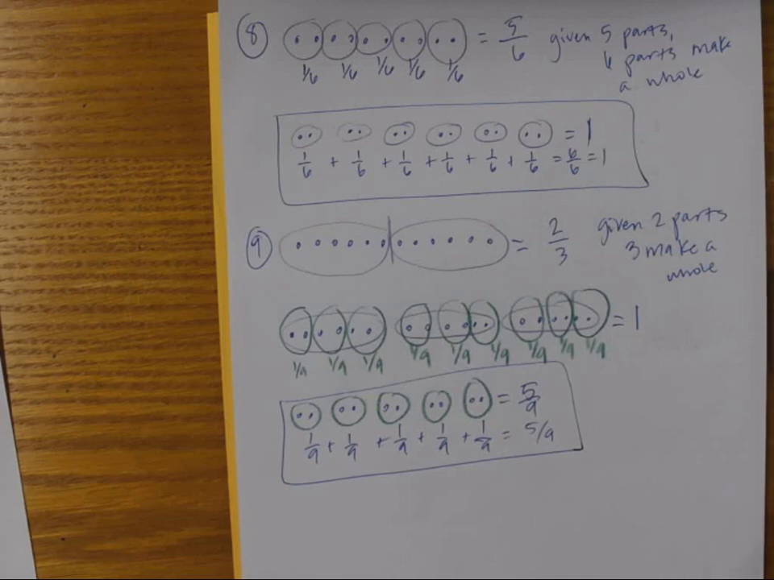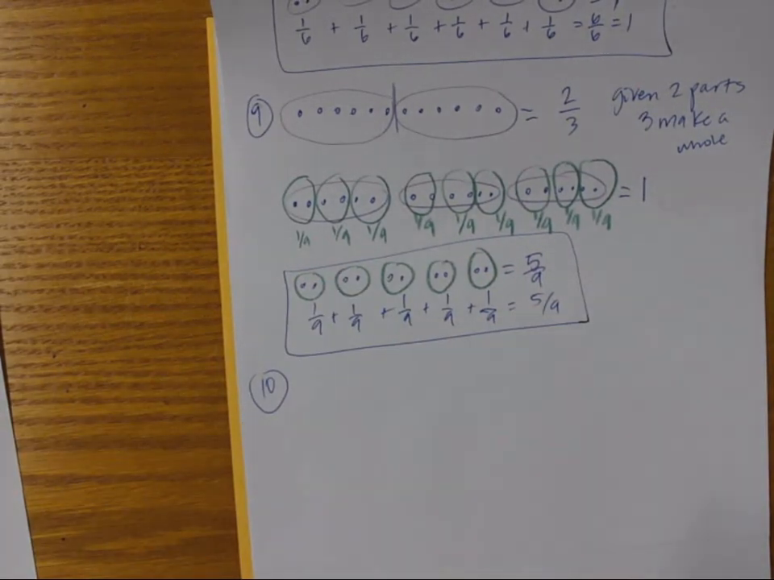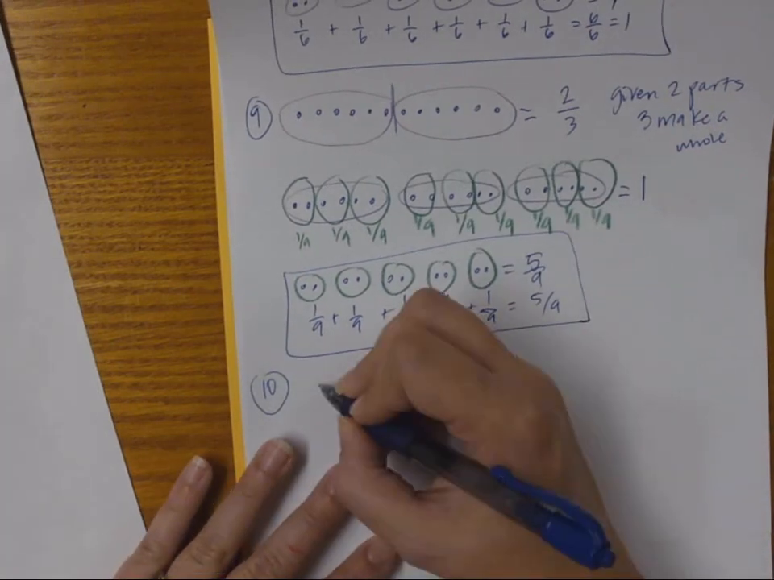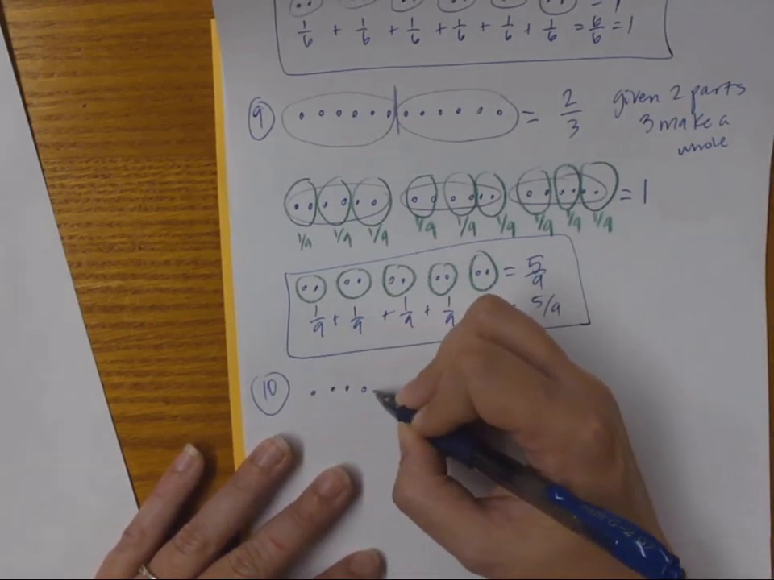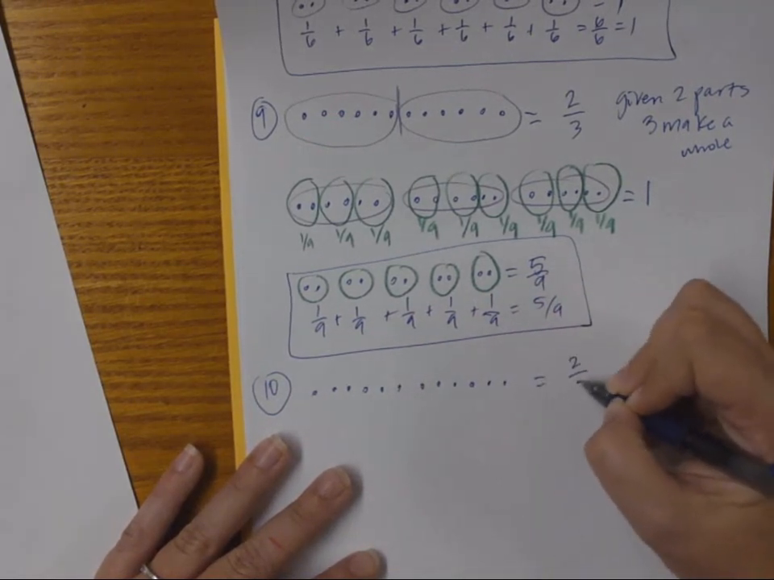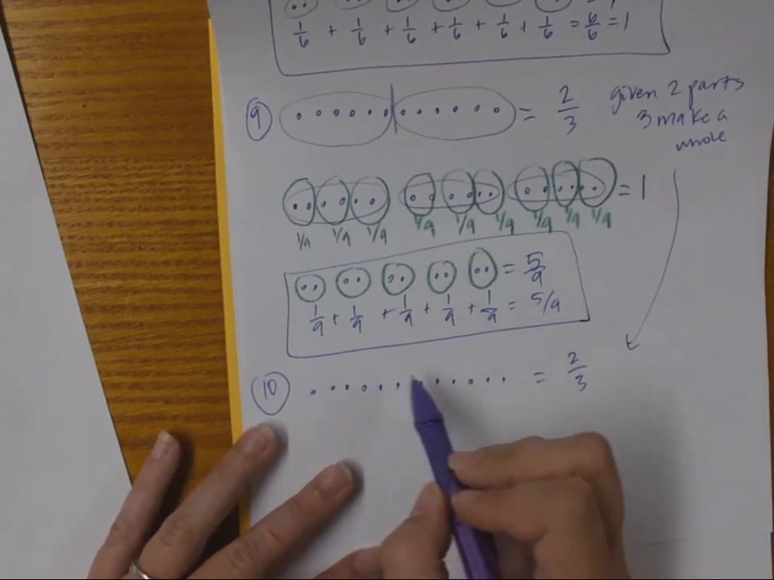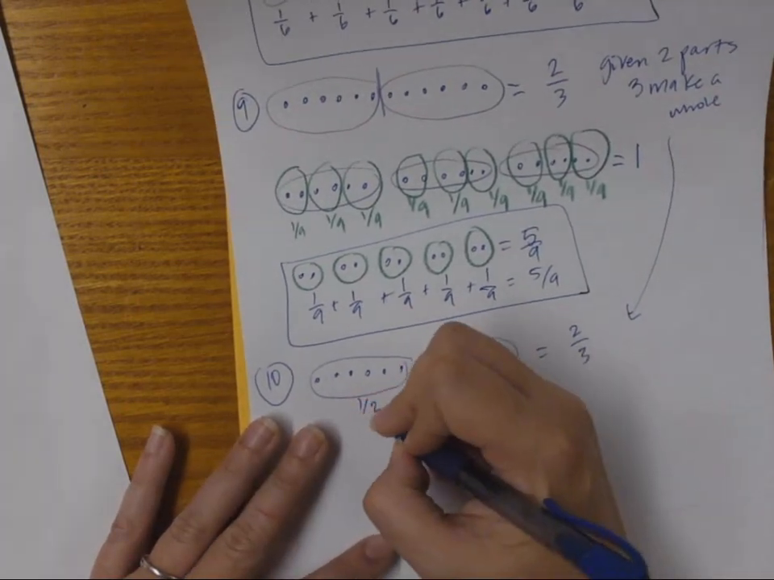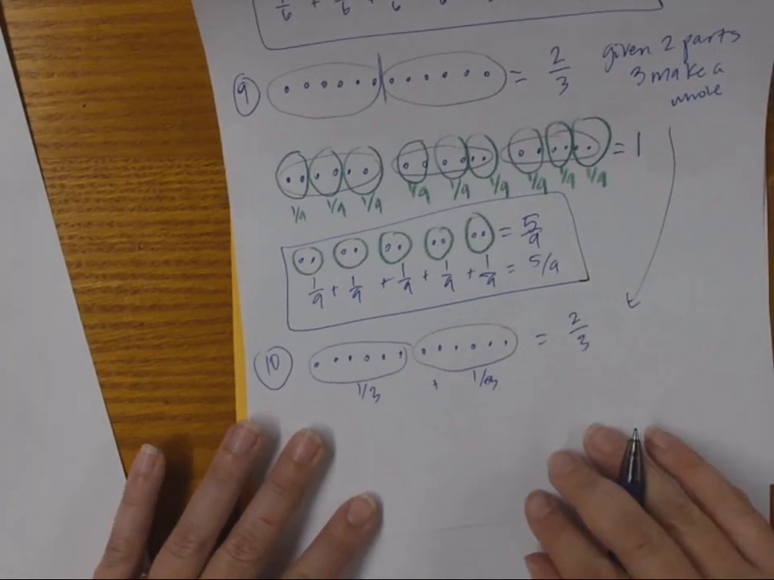Okay, and then for number 10, if the dots below are 2/3 of the unit, then what is 5/6 of the unit? So similar to the last problem, I'm finding 5/6. Same idea. Draw my original 12 dots. This is 2/3. I was given 2 parts, 3 make a whole. Let me split it in 2 parts. So technically this is 1/3. This is 1/3, because 1/3 plus 1/3 equals 2/3.